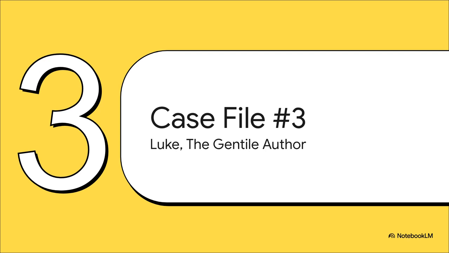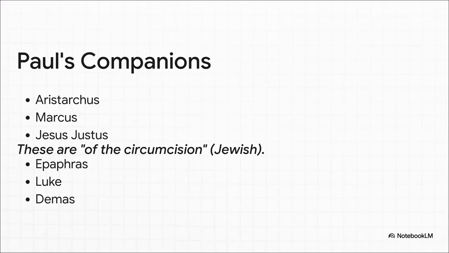This one is like a classic who was he. We're on the hunt for clues about the identity of one of the most important writers in the New Testament, the guy who wrote both the Gospel of Luke and the book of Acts. And where do we look? You guessed it, back to the letter to the Colossians right near the end. Paul's listing off his buddies who are with him in prison. He names a few guys: Aristarchus, Marcus, and Jesus Justus, and then he adds this little note.